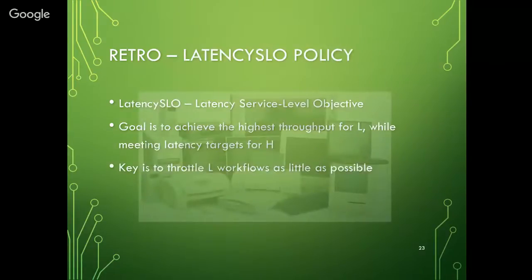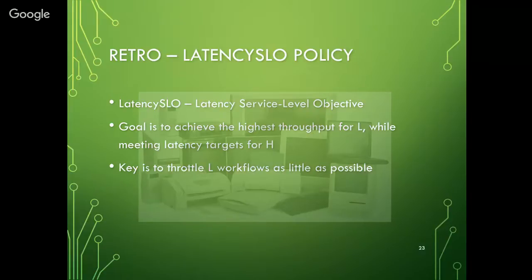So the latency SLO policy, the latency service level objective policy. This is the third and final policy of this framework. The goal is to achieve the highest throughput for L, the low priority workflow, while meeting the latency targets for H, the high priority workflow. The key is to throttle L workflows as little as possible. Why? Because if a workflow in L is not using an overloaded resource, it should not be throttled. Correct.